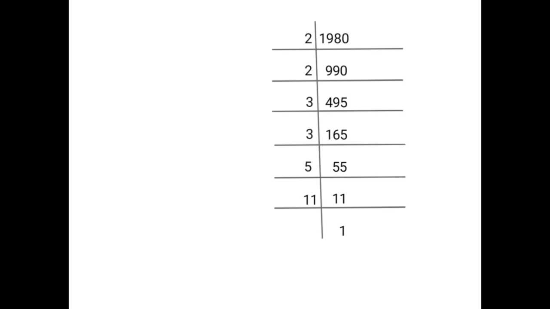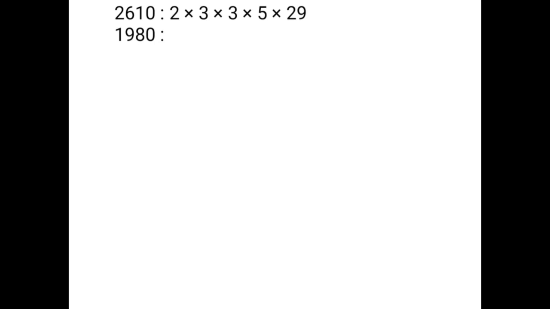Divisors which you have already divided step by step, they are the prime factors. These prime factors you have to write in multiplication form. 1980 equals 2 into 2 into 3 into 3 into 5 into 11.